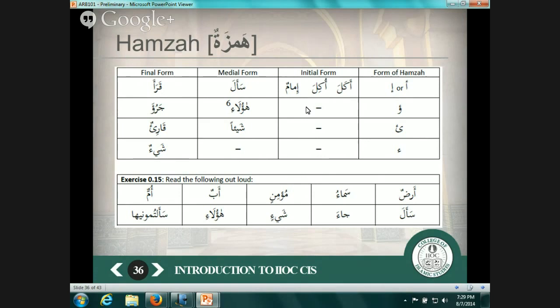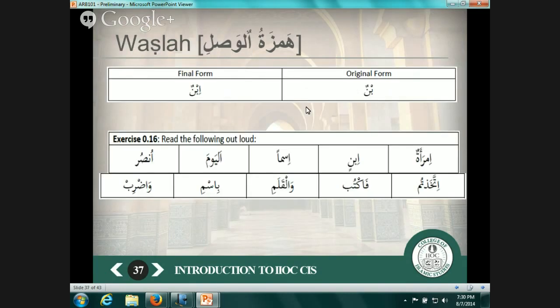Imamun. Imamun. Hopefully you know what that means. Right? Imam is the imam, right? The leader of the, either the leader of the prayer or a scholar in the community. Imamun. All right. Moving on.